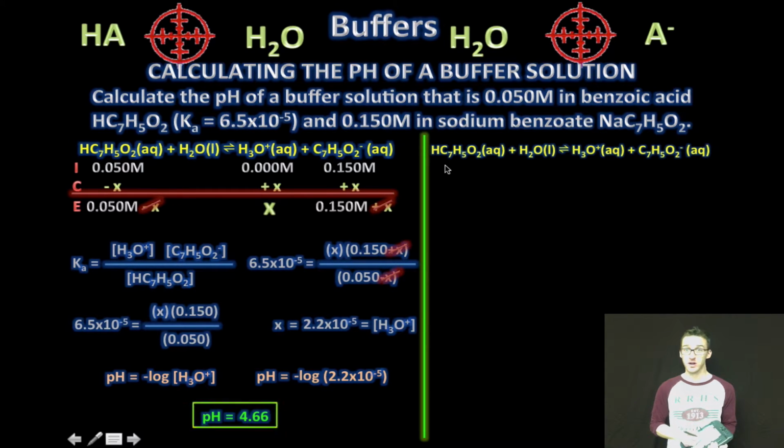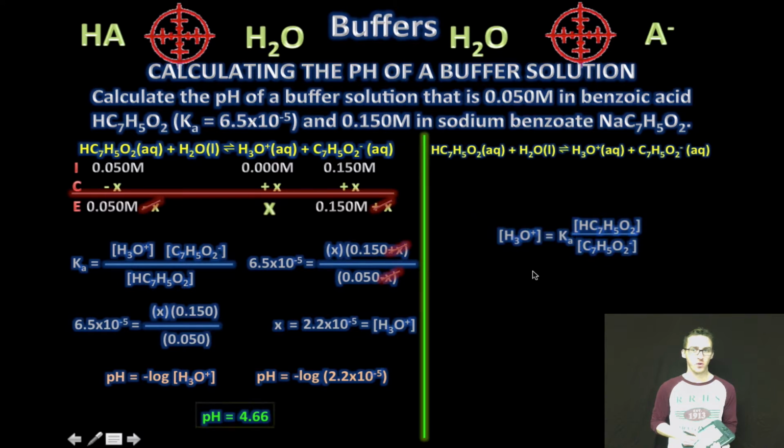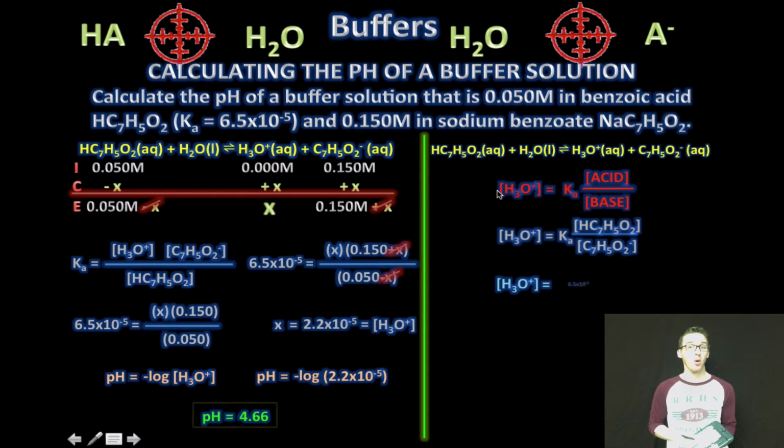given your equation for your buffer system, that the Ka for that equation is expressed as concentration of products over concentration of reactants. You can rearrange this equation to solve for the hydronium ion concentration. So the concentration of hydronium ion is equal to the Ka times the concentration of your weak acid over the concentration of the conjugate base. And this is a really important formula that you need to recognize for all of the buffer calculations.